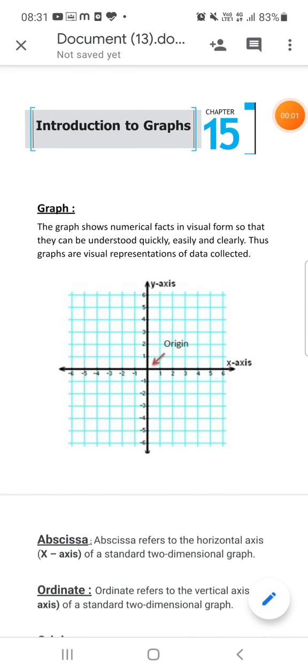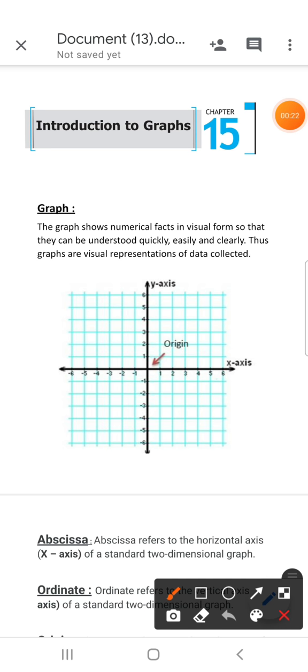Dear students, today we are going to start chapter number 15, that is introduction of graph. So here, what is graph? The graph shows numerical facts in visual form so that they can be understood quickly, easily and clearly. Thus, graphs are visual representation of data collected.